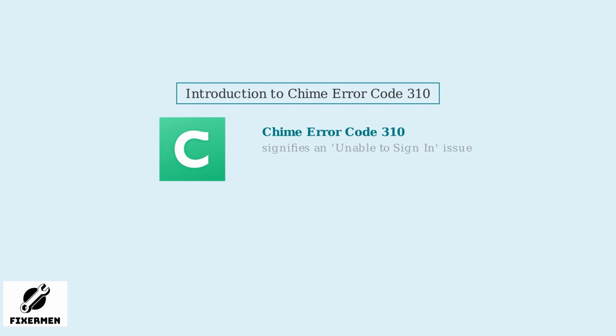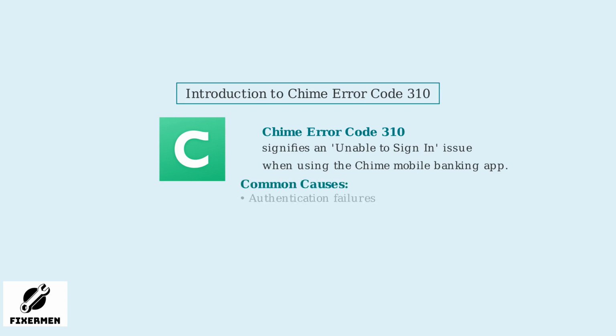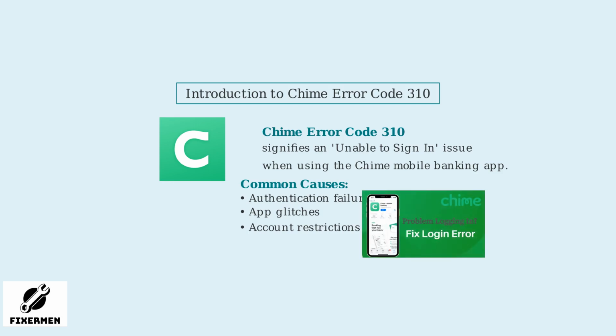Error code 310 commonly arises from authentication failures, app glitches, or account restrictions. Common causes include authentication failures, app glitches, and account restrictions. Here's what the error looks like in the app. Understanding the root causes and solutions can help you quickly regain access to your account.